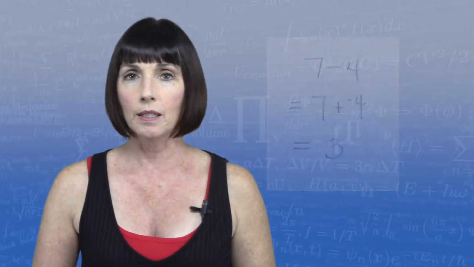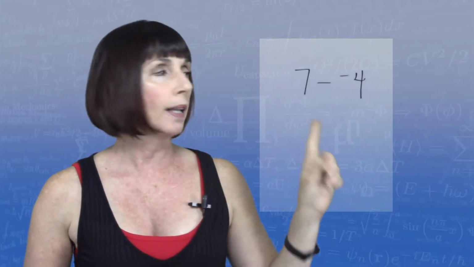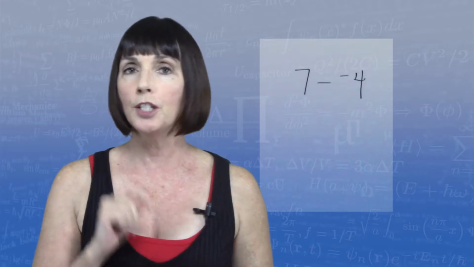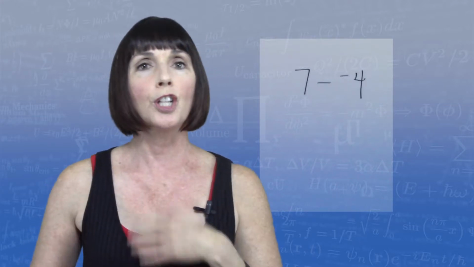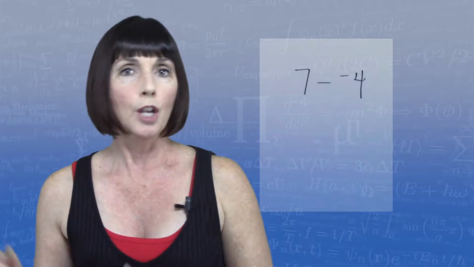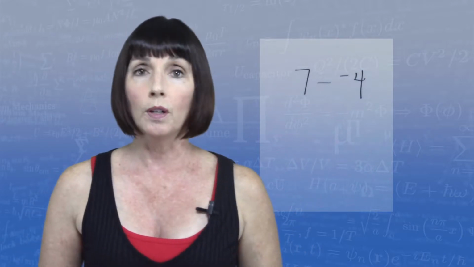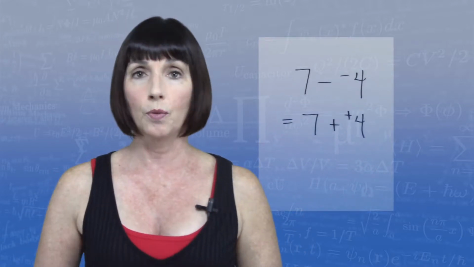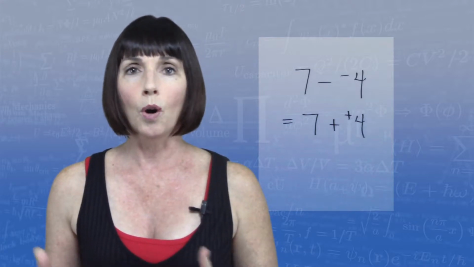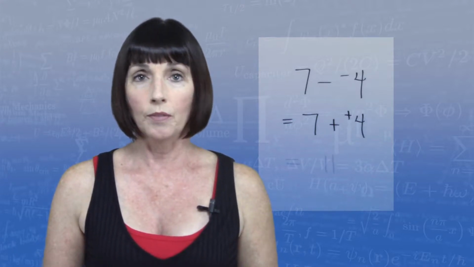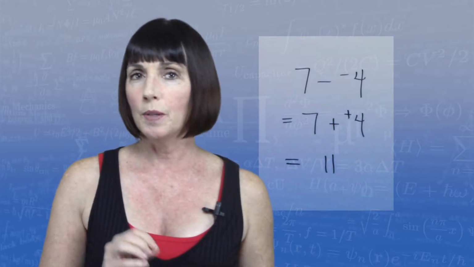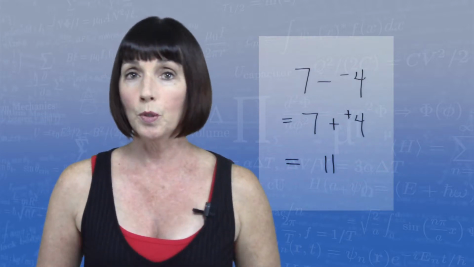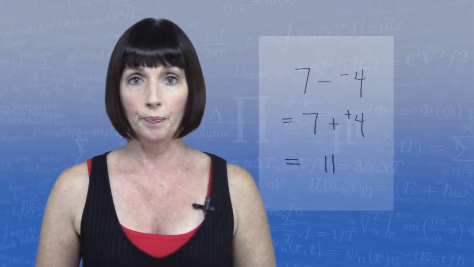But what about this? What if you had 7 minus negative 4? Change it to an addition equation. So subtraction becomes addition, and we change the sign of the number that follows. So 7 minus negative 4 becomes 7 plus positive 4. Now that's a lot more obvious what the answer is. 7 plus 4 is just 11. Not so obvious when it's 7 minus negative 4. And that's one of those places that people get tripped up.